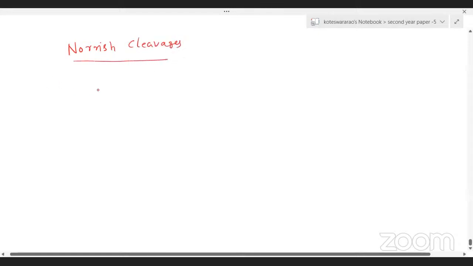These Norrish cleavages are classified into two types. One is Norrish type 1 cleavage. Norrish type 1 cleavages are known as alpha cleavages.